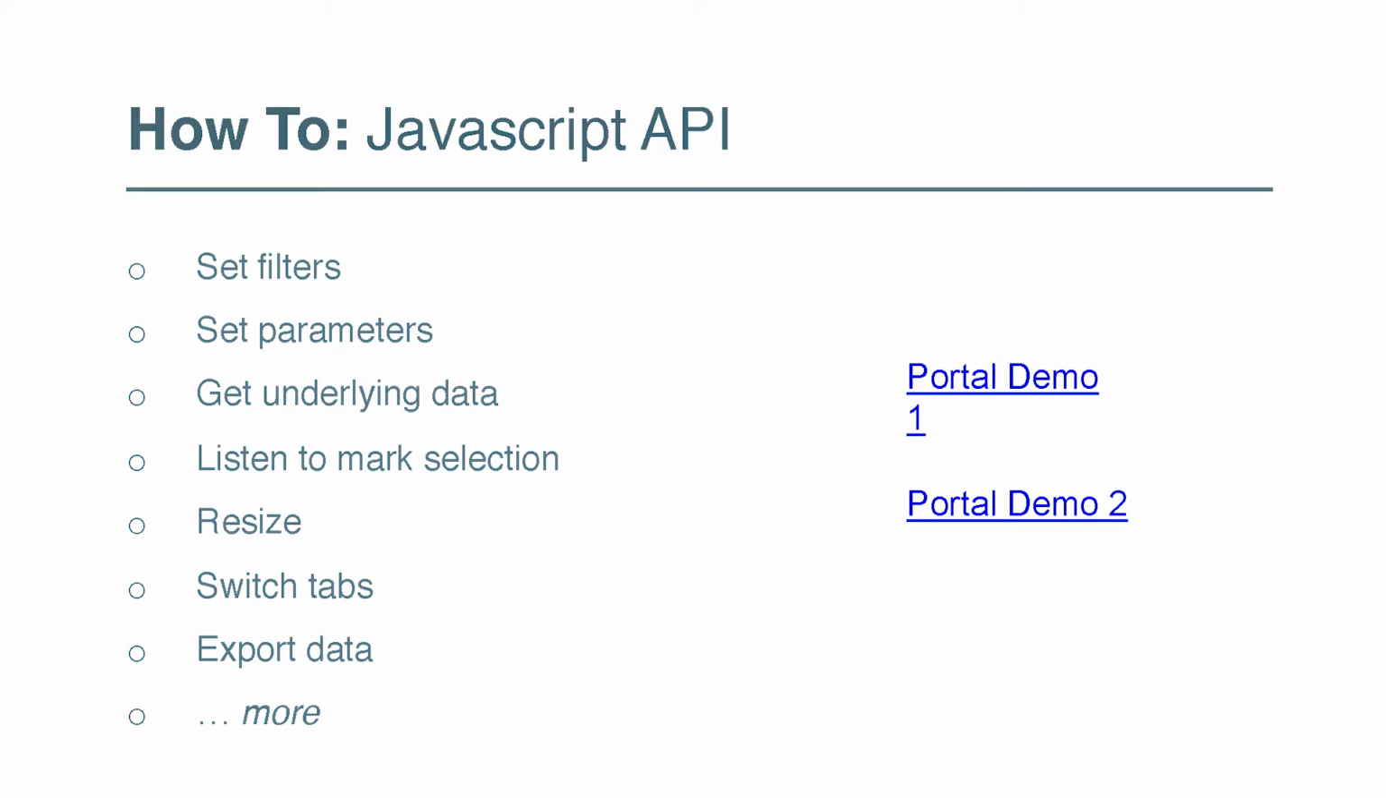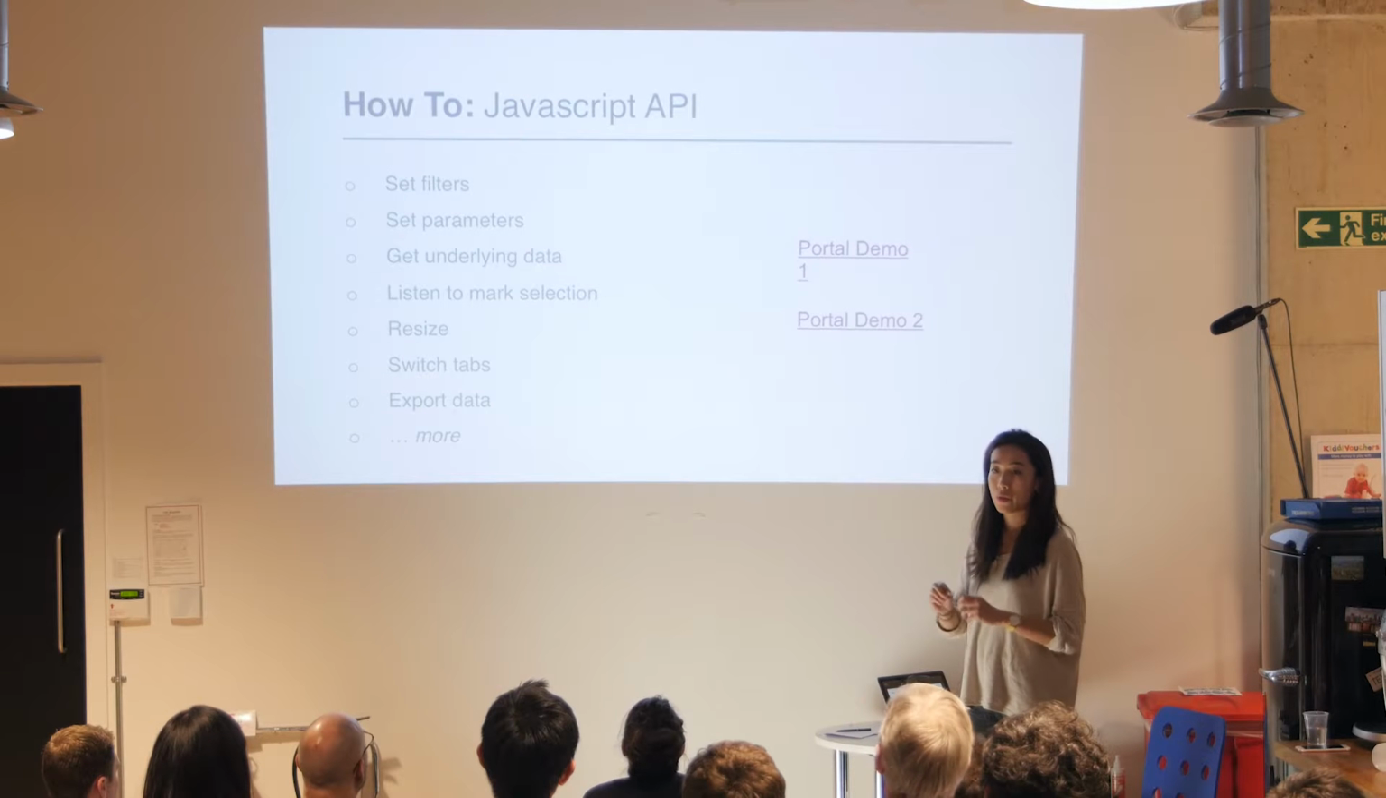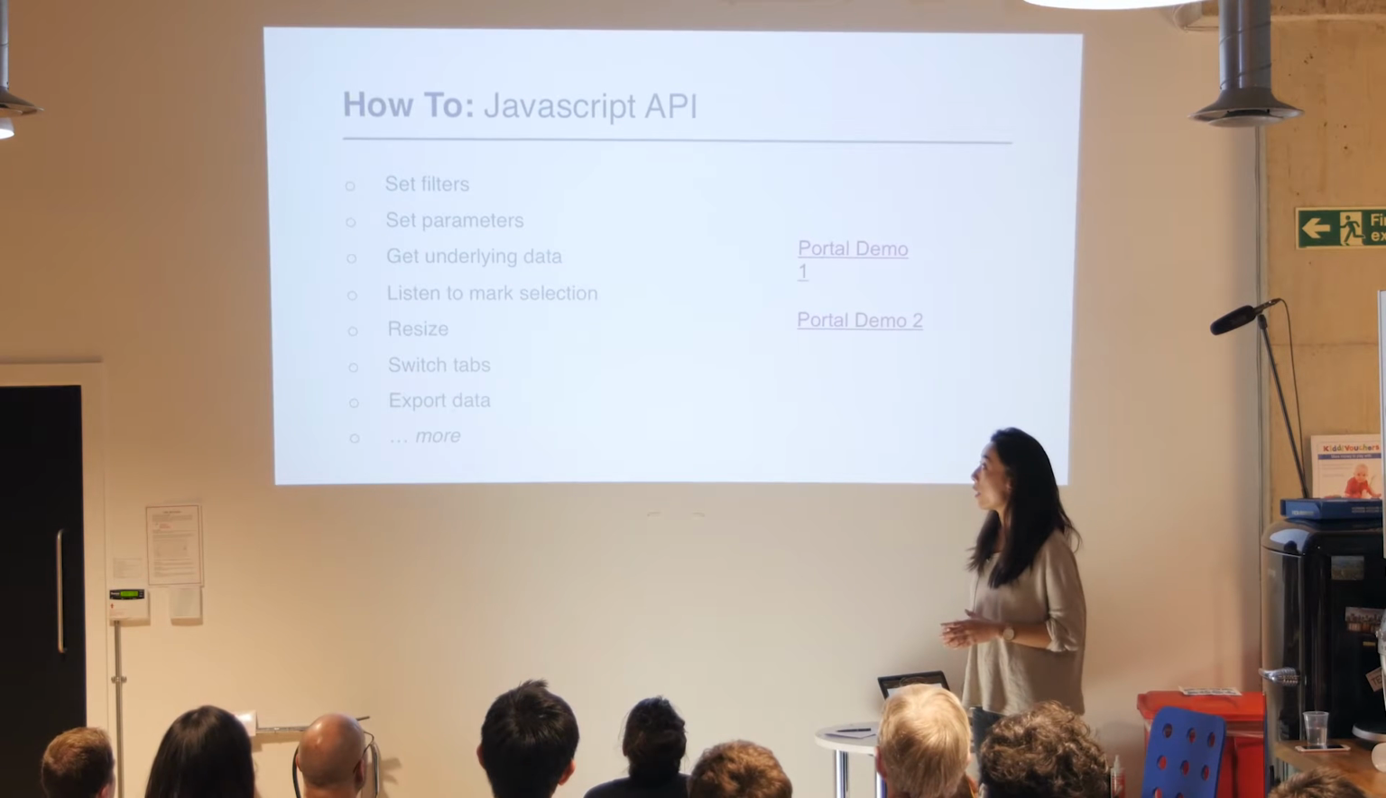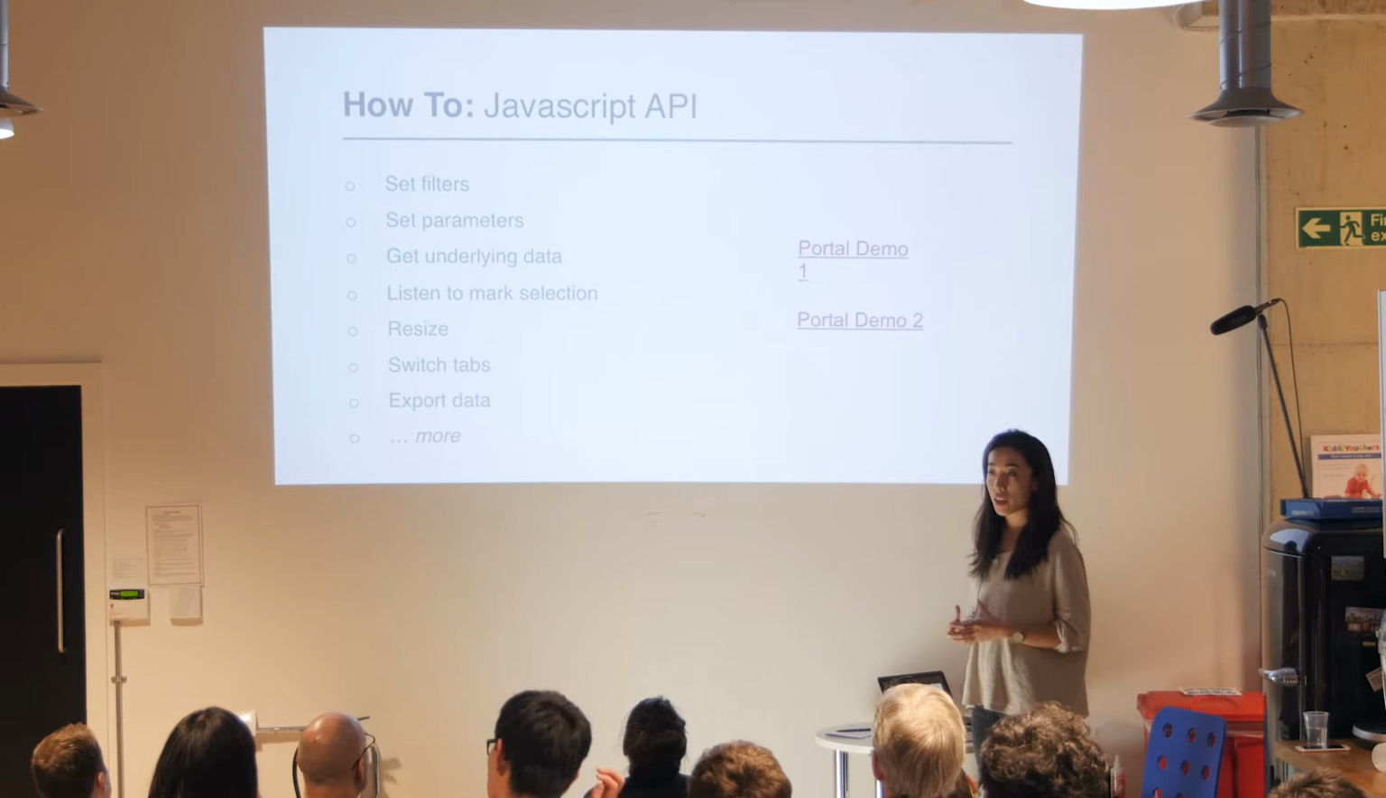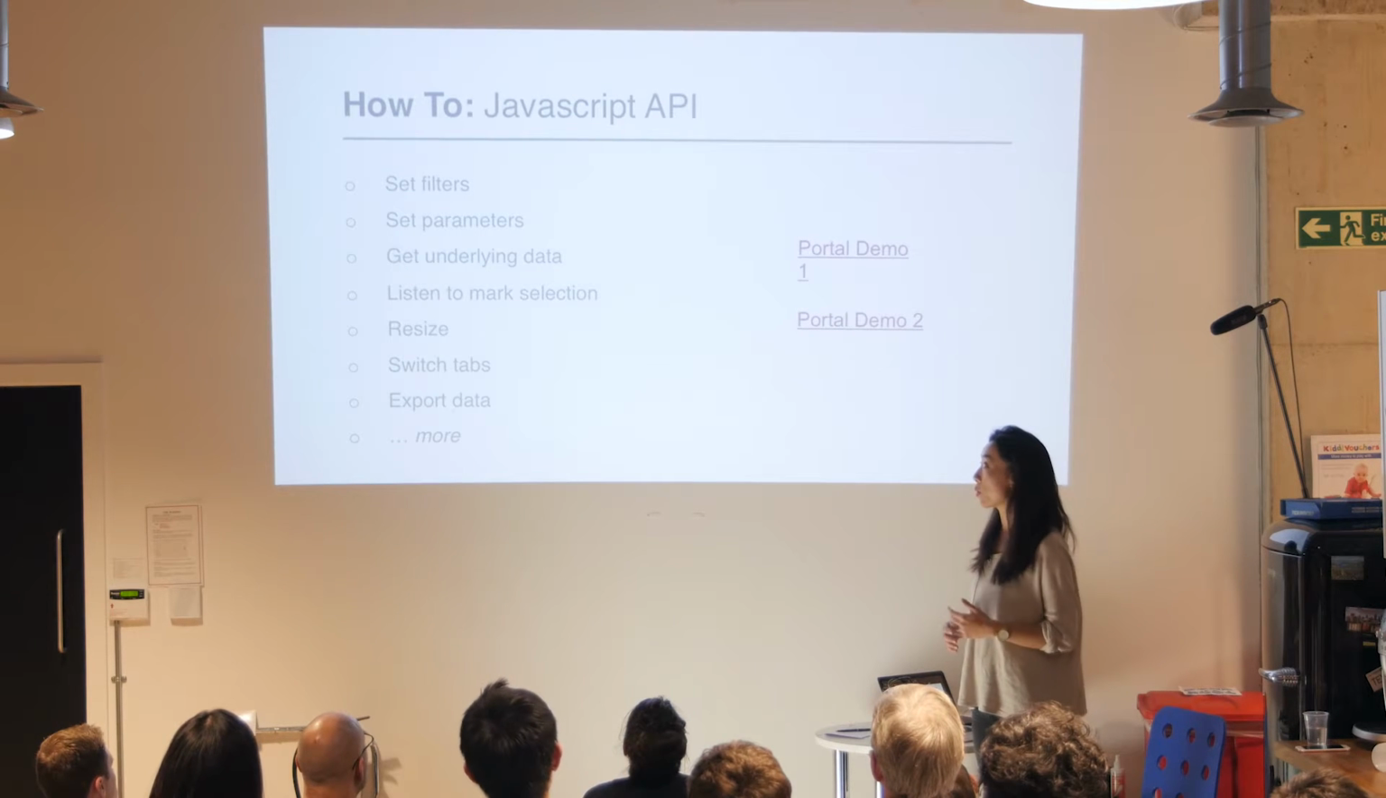There are also other functionalities within the API to allow you to set certain things on your viz. You can actually use the Sankey diagram, for example, to set filters or set parameters. You can listen to the underlying data. You can export that. There's all sorts. Again, very well documented within the Tableau API docs.